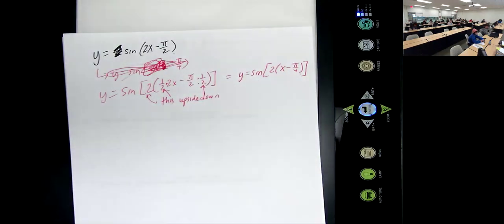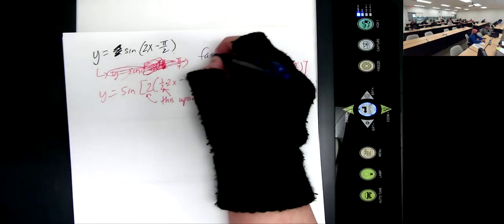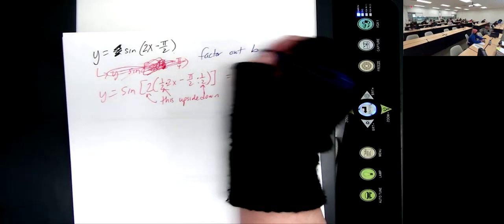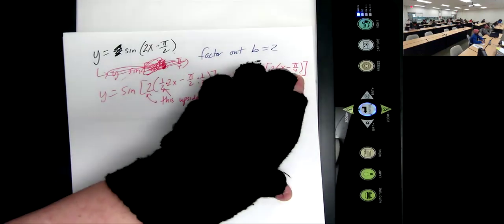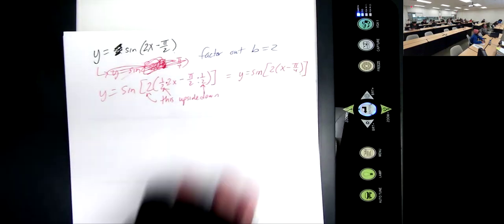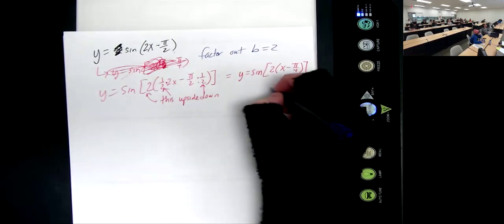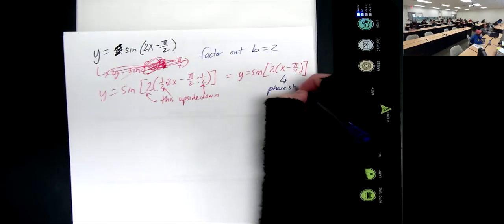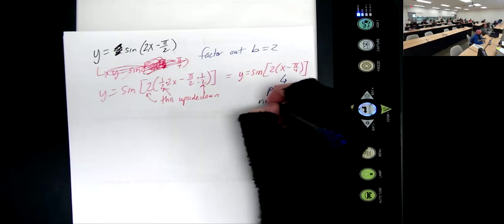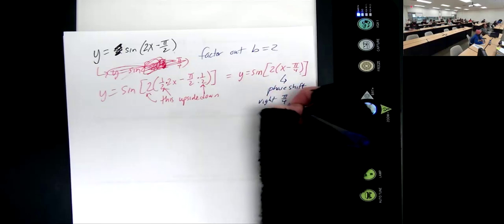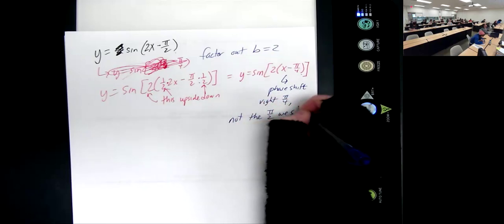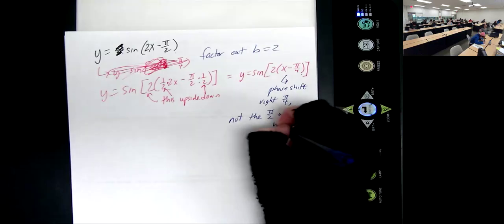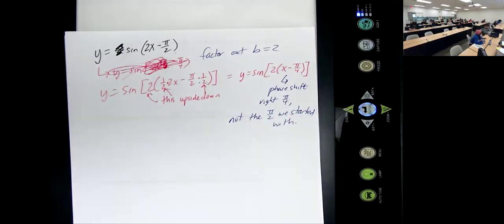What I wanna do is factor out the 2, factor out b. You're trying to get b back down to 1. I'm trying to get this parentheses back down to 1, where the number is in front, because now in this form, this shows me my phase shift. My phase shift is gonna be pi over 4, not the pi over 2 we started with. You gotta factor out that number.